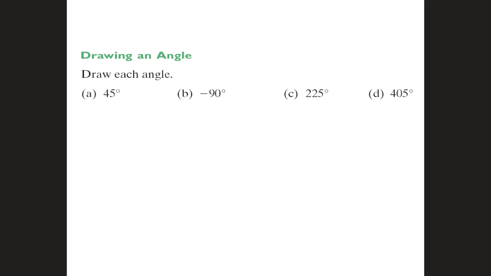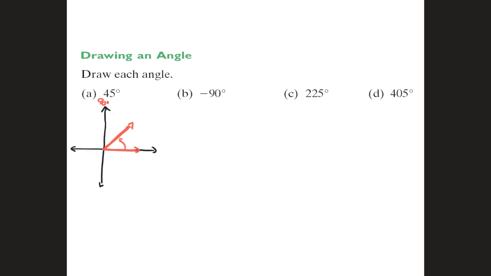For each one of these, I'm going to start with a coordinate plane, X and Y axis. For 45 degrees, I'm going to start my angle measurement here on the positive X axis, and rotate to 45 degrees. Well, a 90-degree angle would be going straight up on the positive Y axis, so I'm going to mark that. So this would be 90 degrees. A 45-degree angle is going to be halfway in between there. So this is a 45-degree angle in standard position.